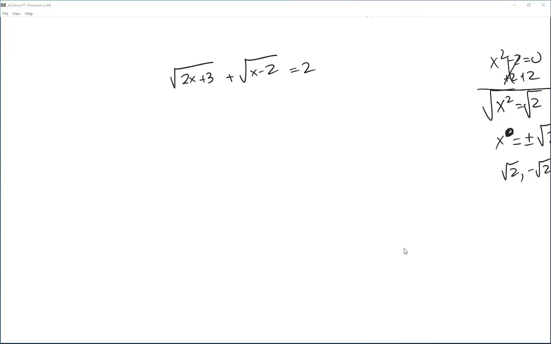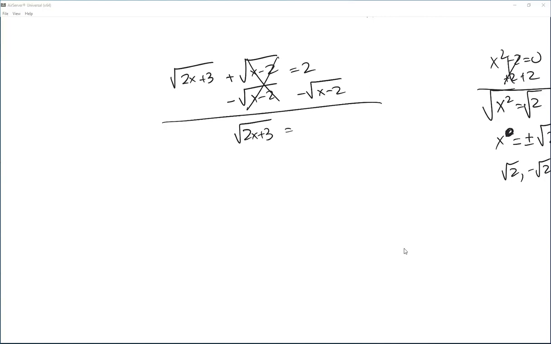All right. So I'm going to subtract the radical x minus 2. You could have subtracted the other radical 2, but I'm just going to focus on the second one here. By doing that, it's radical 2x plus 3 is equal to 2 minus radical x minus 2. Now that you have an isolated radical, you're going to square both sides here. And remember you have to use FOILing when you have a subtraction sign here.